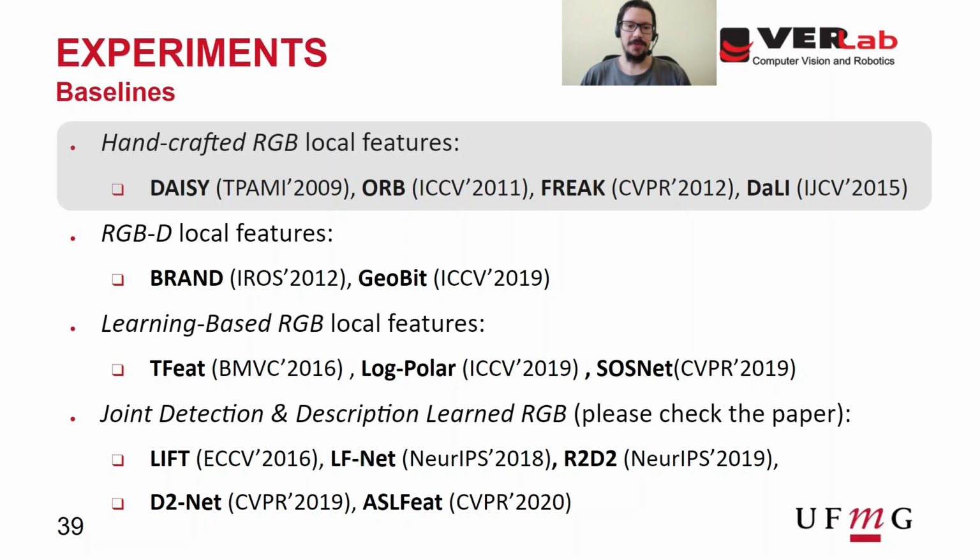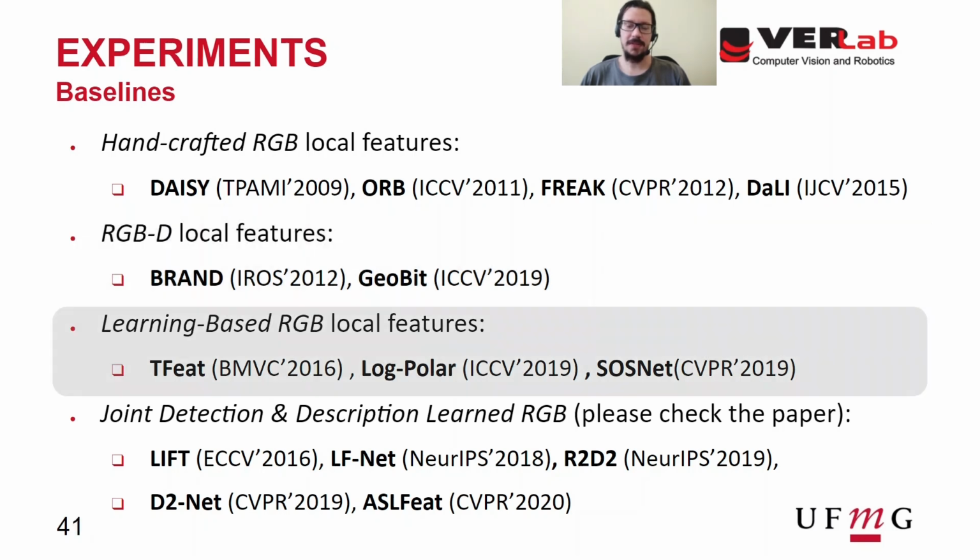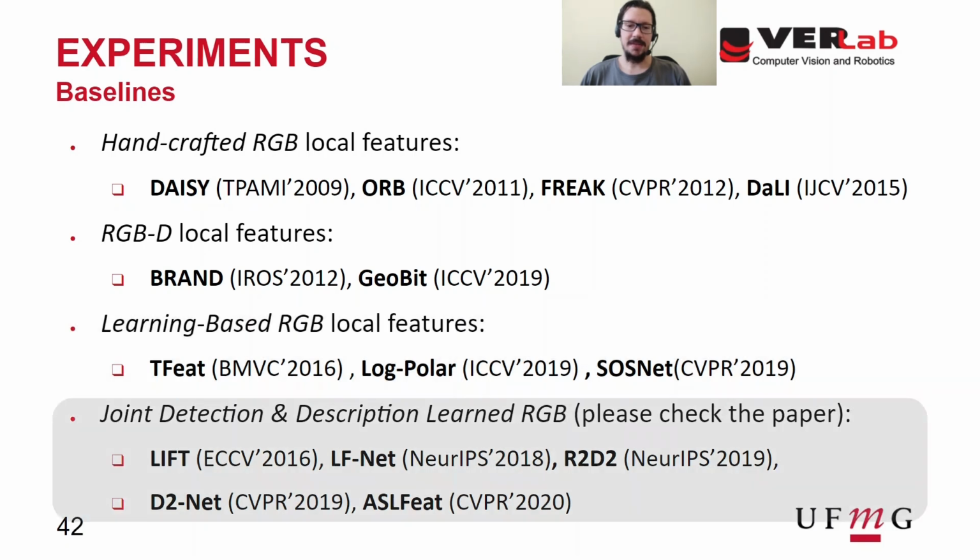We compare our methods to the traditional descriptors DAISY, ORB, and FREAK, in addition to the deformation and light invariant descriptor DALI. We also consider the RGBD methods BRAND, that computes geometric and photometric properties, and GeoBit, which is invariant to isometric deformation of surfaces. Concerning the learning-based RGB methods for local features, we consider TFeat, LogPolar, and SOSNet. Finally, for a comprehensive evaluation, we additionally consider the joint detection and description methods. Those additional results can be checked in our paper.